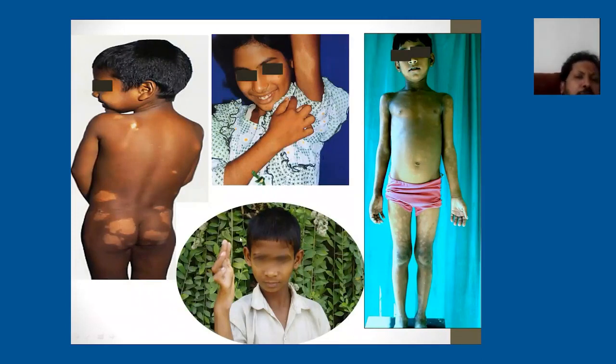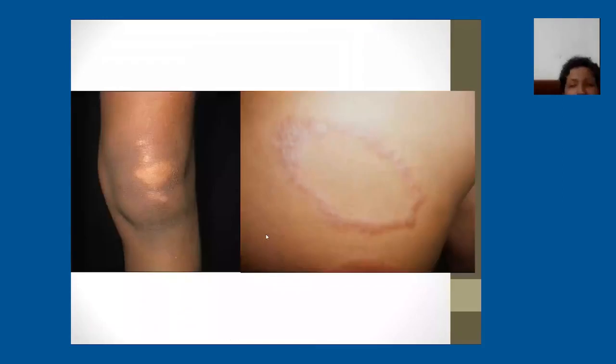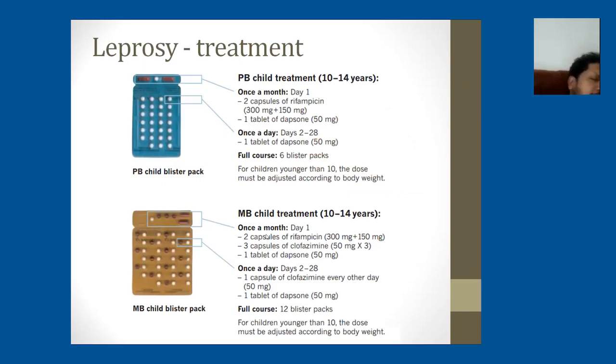Or sometimes they can come with pure neural leprosy without skin lesions, but with nerve damage coming with this claw hand like this child. So leprosy can cause a lot of deformities and disabilities. So it's very important to detect it early. So you can have annular lesions like this, or even hyperpigmented patches like this as well. So it's important to keep a high index of suspicion. I'm not going to treatment now because we're short of time.